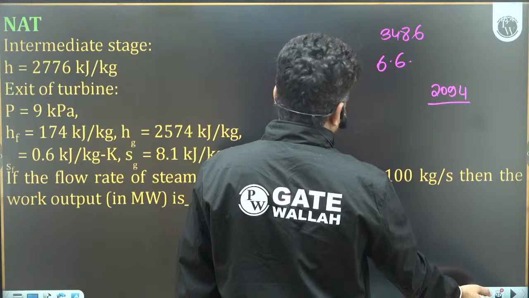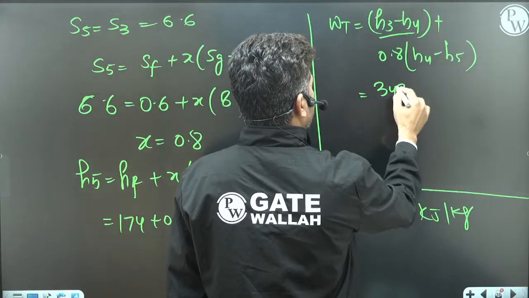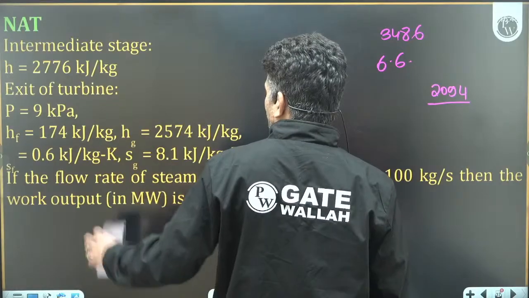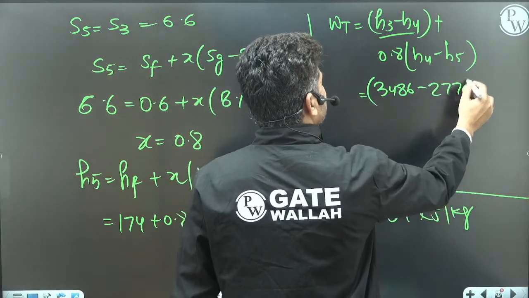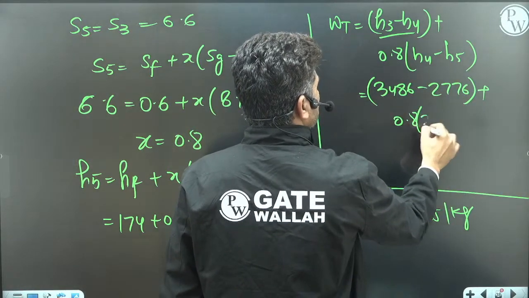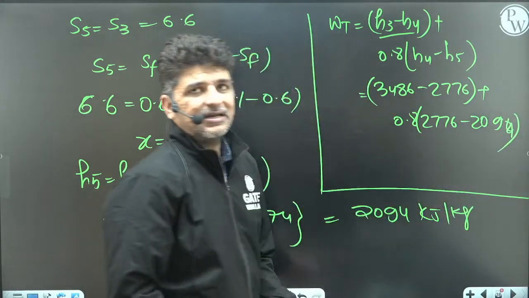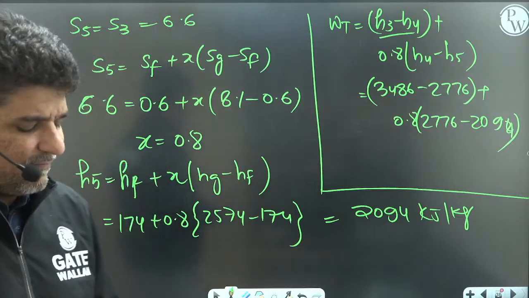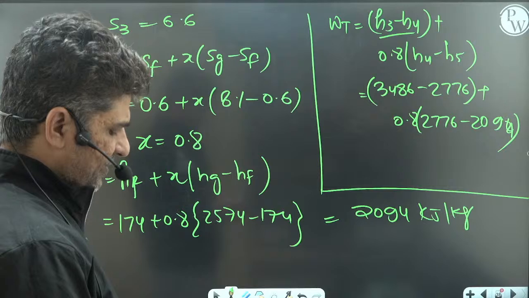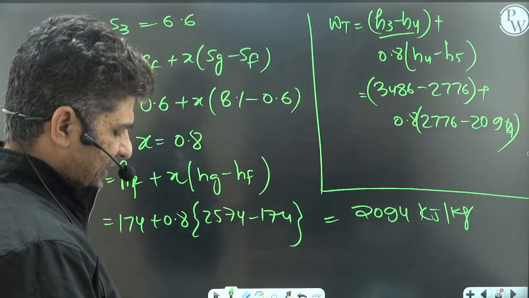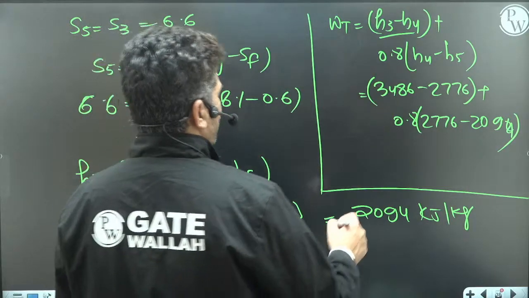What is H3? H3 is given as 3486. So 3486 minus intermediate 2776, plus 0.8 times 2776 minus 2094. So this is the work that you will get per kg of the steam flow. Okay. So H3 minus H4 is 3486 minus 2776 plus 0.8 times 2776 minus 2094. So 1255.